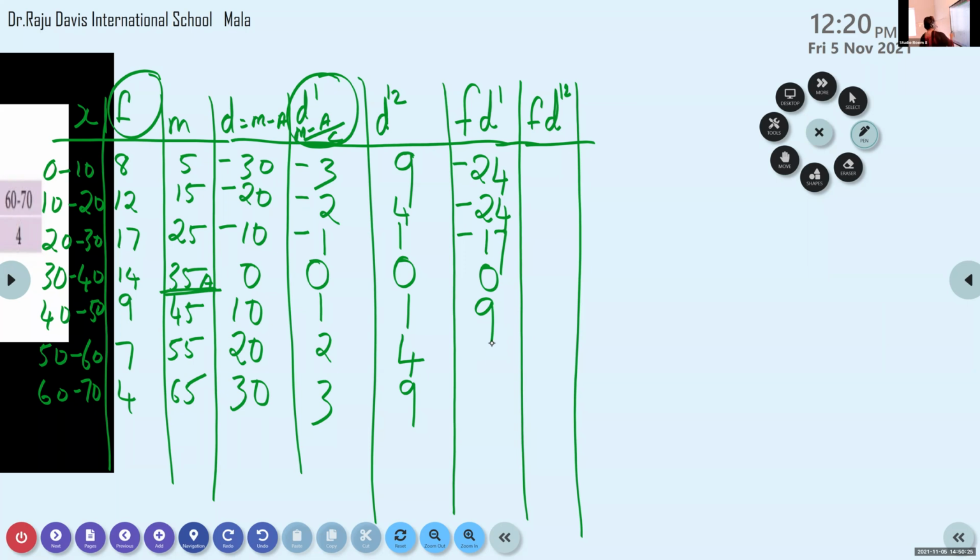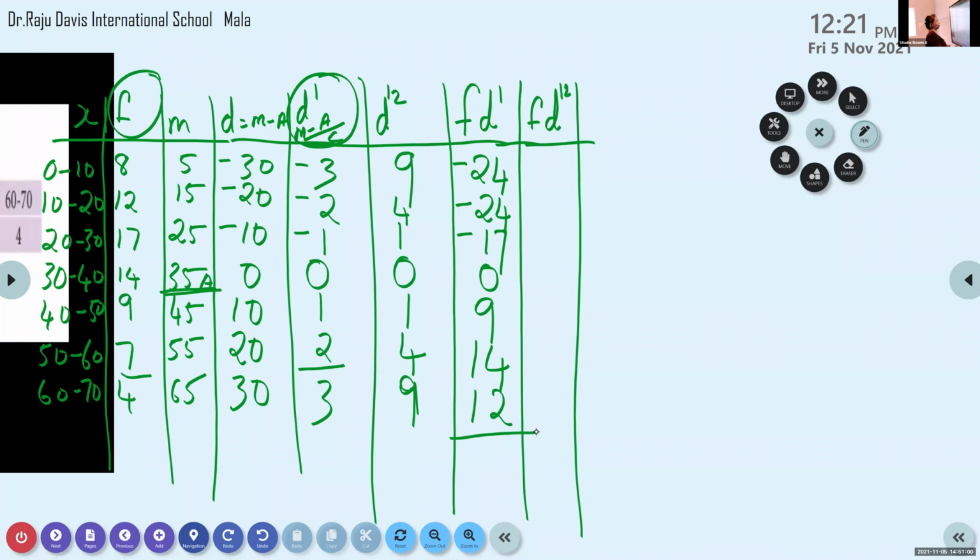F into D dash. This is F. This is D dash. Sorry, this is D dash, not D dash square. What will come? Amal? Abdulaman? Sanam? 14. And the last one is Vishnu? 12. Yes, that is 4 into 3, 12.